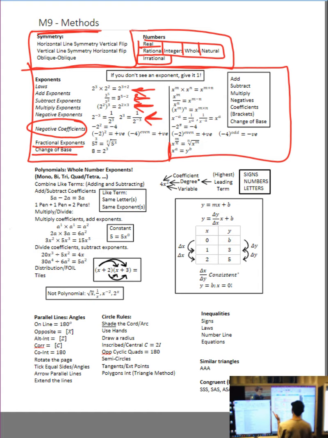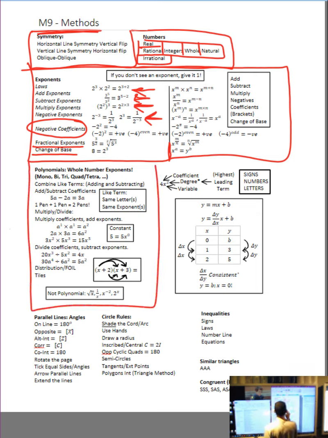And then we have all the algebra off to the right with all the letters instead of the numbers, if you like those. Polynomials: we need whole number exponents, and we have monomials, binomials, trinomials, quadromials, tetranomials, whatever. We're going to be combining like terms, adding and subtracting coefficients. Remember, they have to be like terms with the same letter and the same exponents, plural. When we're multiplying, we simply multiply the coefficients and add the exponents. And when we divide, we simply divide the coefficients and subtract the exponents.